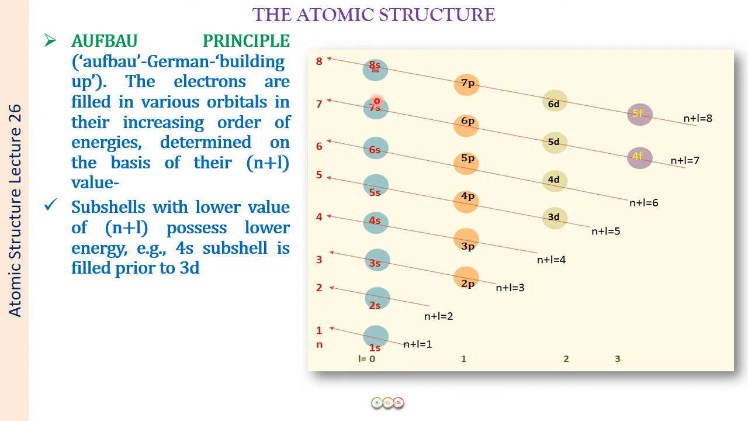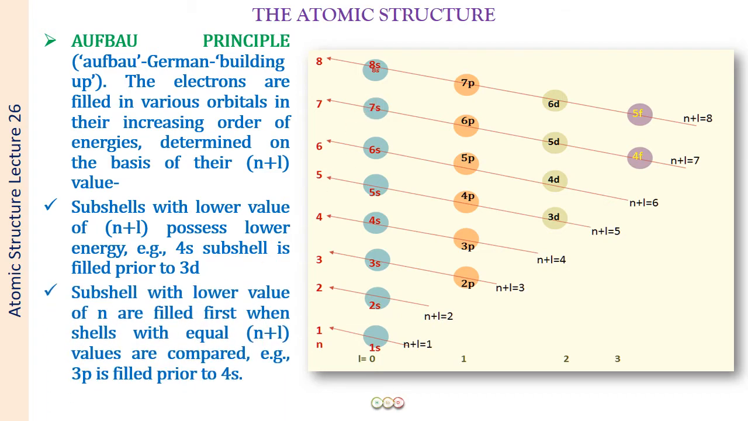So I hope this is an interesting way to remember how we are filling the orbitals according to their increasing energies, right? So the n plus l values. Now always remember that the subshell with the lower value of n is filled first when the subshells have equal n plus l values. For example, we have 3p filling prior to 4s. So all this we have already discussed.